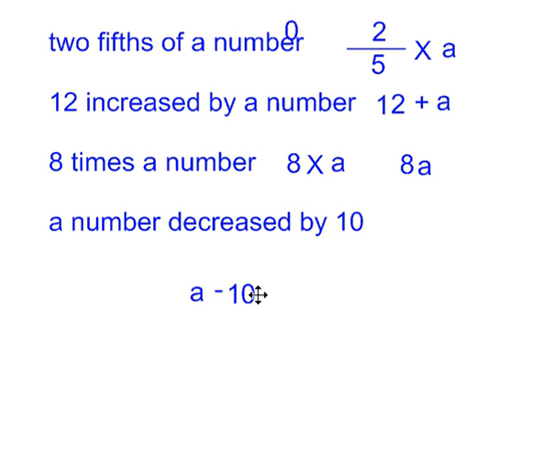So these are all examples of words, and these variable expressions you can check to make sure that they're variable expressions, because remember there's three parts. The first one is they have to have a number. So in this first example we used 2/5. The second example was 12. The third example was 8, and the fourth is 10. We have to have an operation. Here it's multiplication, addition, multiplication, and subtraction. And we have to have a variable. And in all of these we used a.